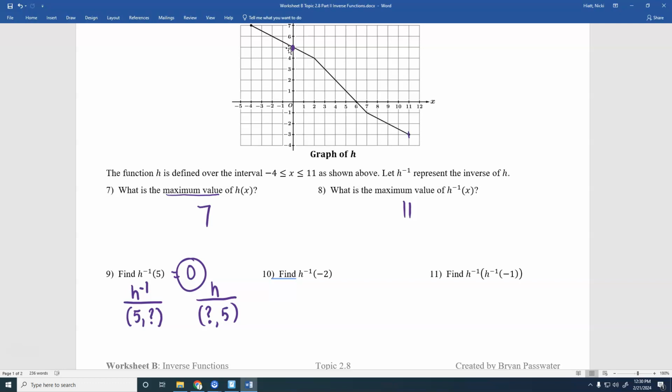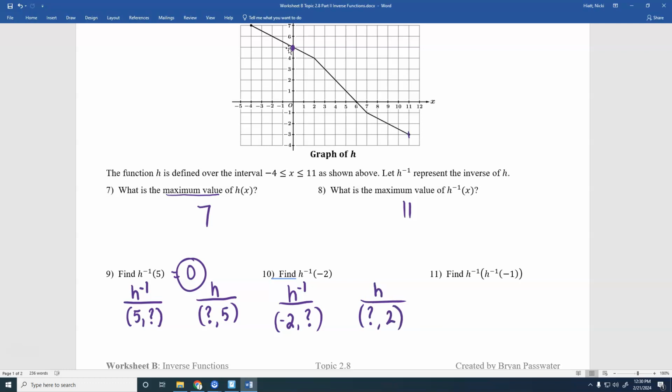So you don't have to graph this necessarily, although it is an option if you would rather do it that way. So let's think about the same thing here. I've got H inverse of -2. That means I've got the point -2, question mark, on my inverse graph. But I don't have my inverse graph. I've only got H, which means I've got question mark, 2 on that graph.